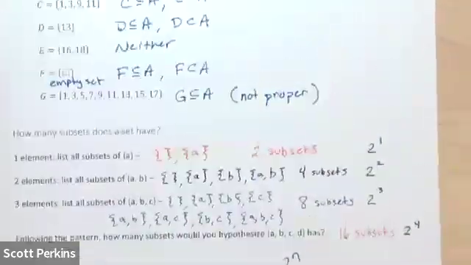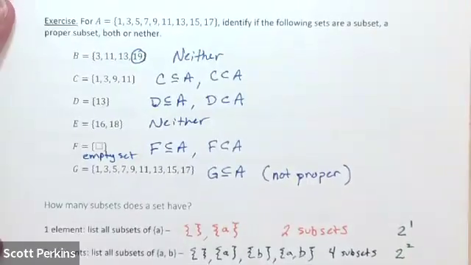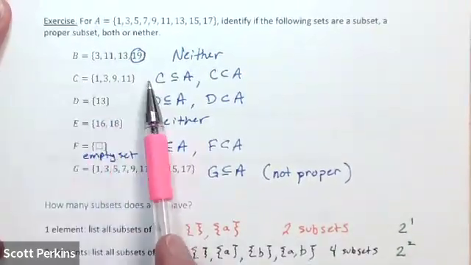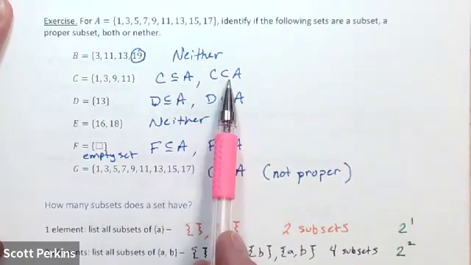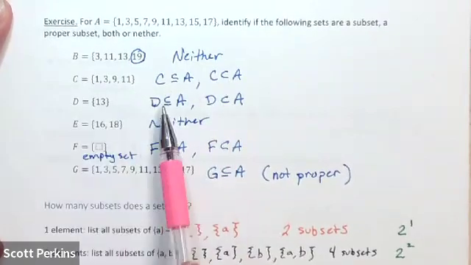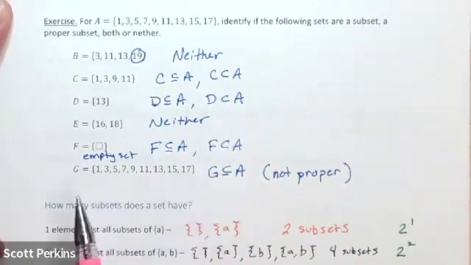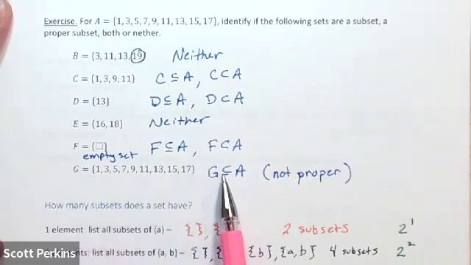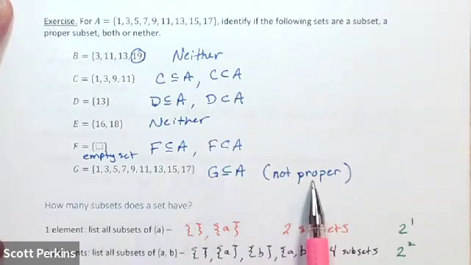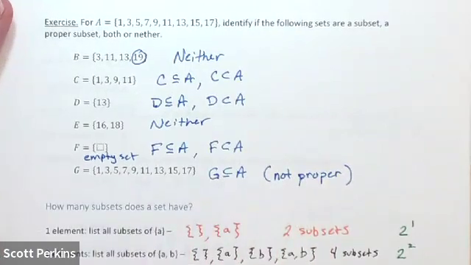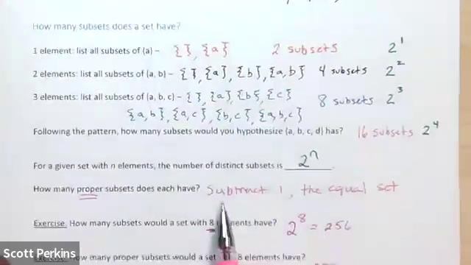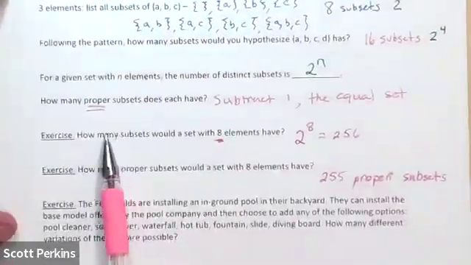It's kind of like up here. I'm just going to return to the exercise we did just a moment ago. Set C, that was both a subset and a proper subset. The set D was both a subset and a proper subset. But when I got down to G, G was the equal set. So G is a subset, but it's not proper because it has everything that was in the original set. And that's the only time that happens, with the one equal set. And that's why here, when I ask you how many proper, we subtract one.